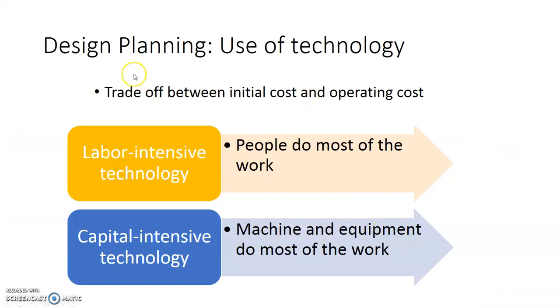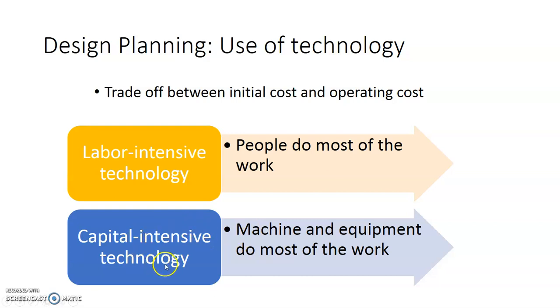Now the next one is the use of technology. It is a trade-off between initial cost and operating cost. Initial cost is the startup cost, and operating cost is what you need to pay while you operate. There are two types. The first one is labor-intensive technology. This is where people do most of the work.